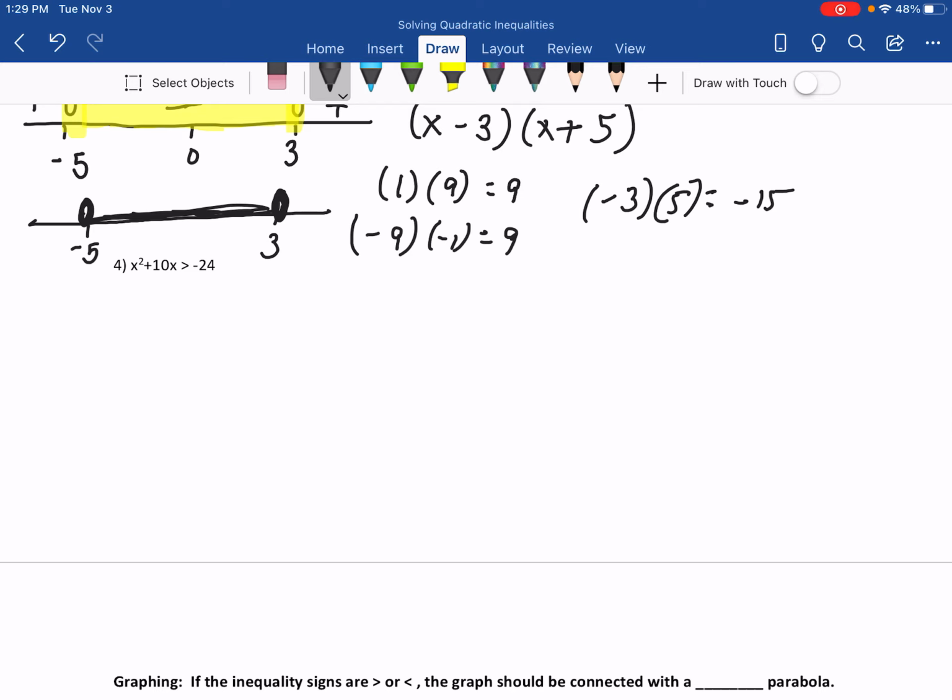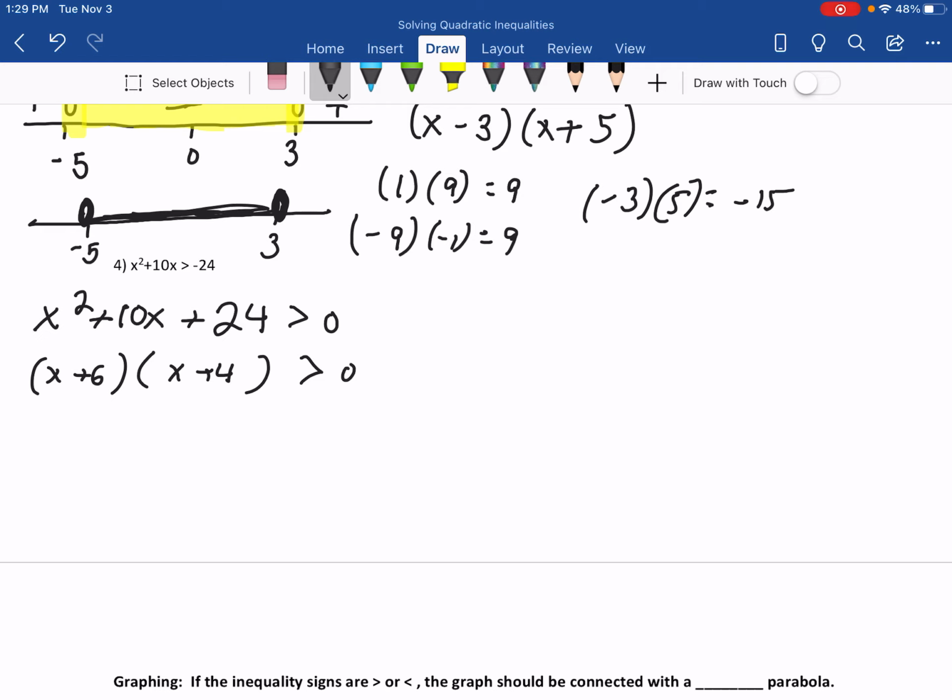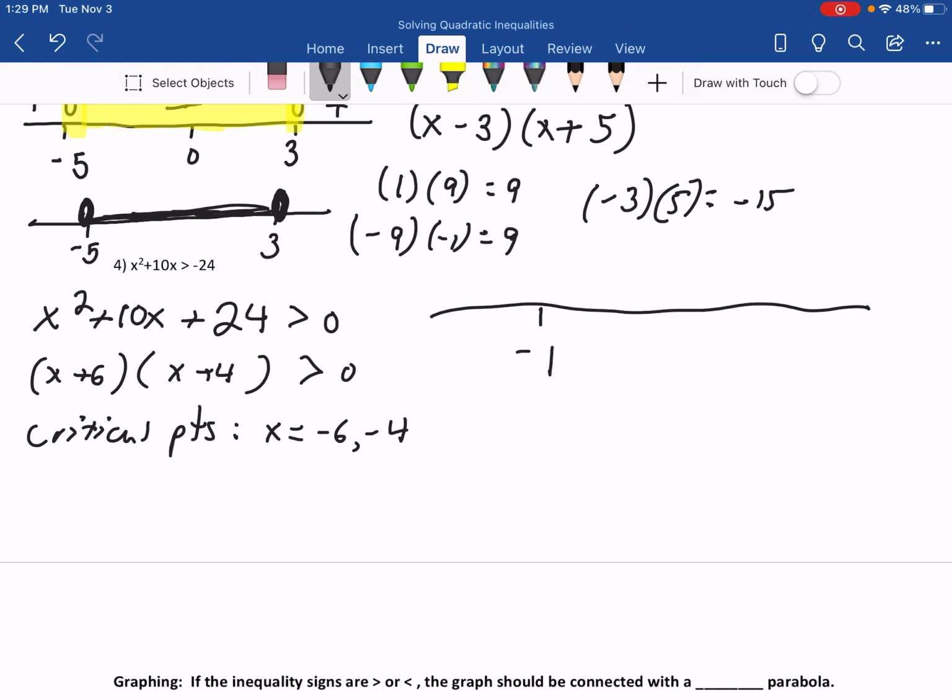Okay. Number 4, we need this to be set equal to 0 on the right side, so we'll add 24 to each side. X squared plus 10x plus 24 greater than 0, which factors as x plus 6, x plus 4, greater than 0, so that means the critical points are x equals negative 6 and negative 4. Okay, do a sign diagram, negative 6, negative 4 are equal to 0 over there.